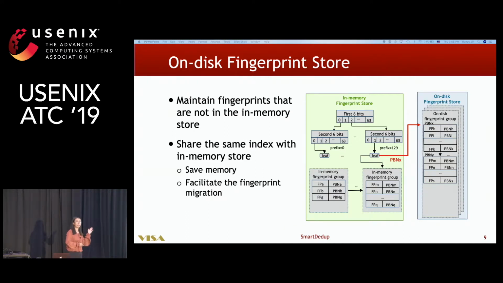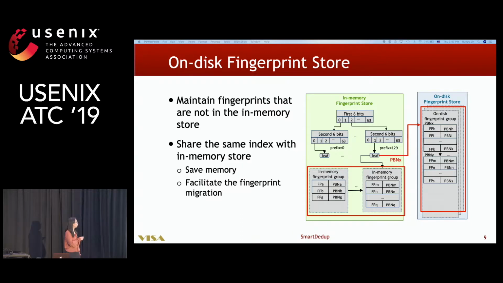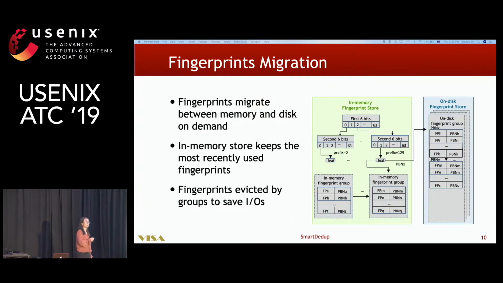The on-disk fingerprint store maintains fingerprints that are not in memory, and it shares the same index with the in-memory fingerprint store. This helps save memory and facilitates the fingerprint migration, which will be introduced later. The starting PBN that stores the group of on-disk fingerprints is added to the leaf node to represent the on-disk fingerprint group. So in this way, the leaf node points to both an in-memory and an on-disk fingerprint group. Fingerprints migrate between memory and disk on demand. The in-memory fingerprint store keeps the most recently used fingerprints.